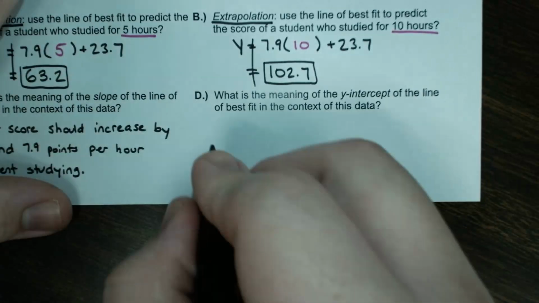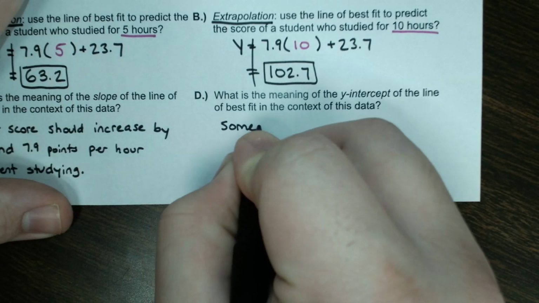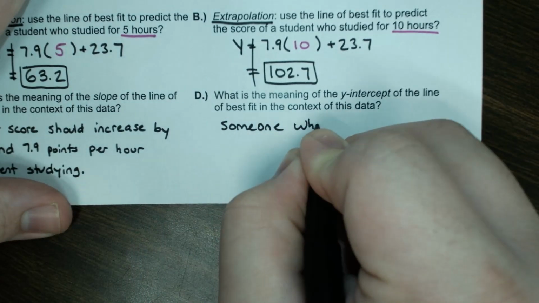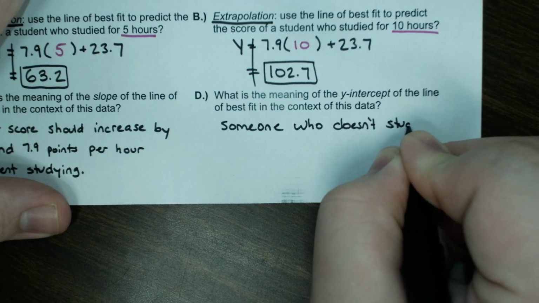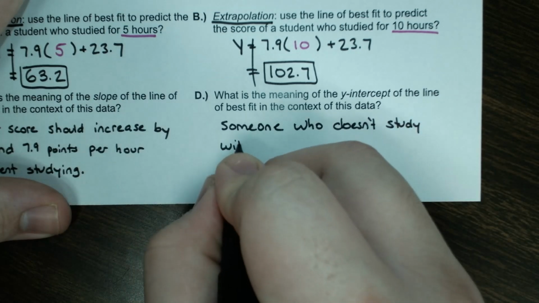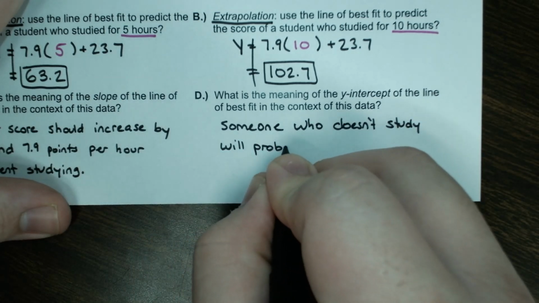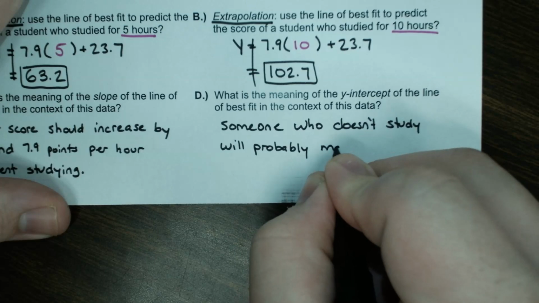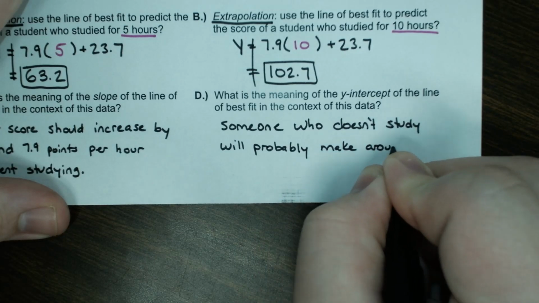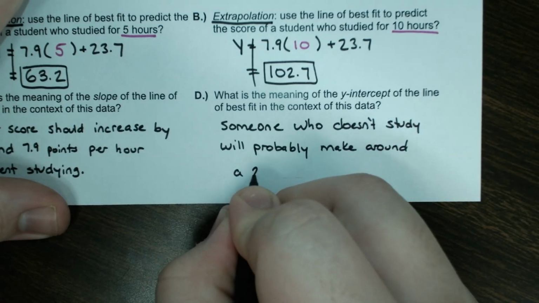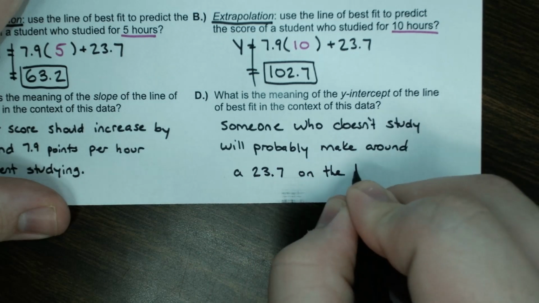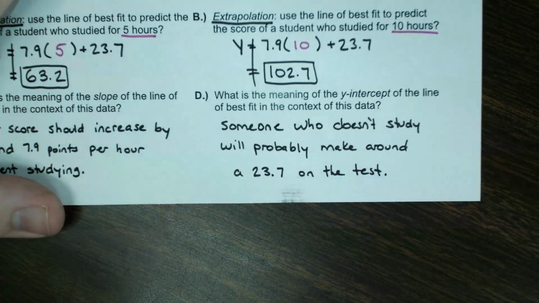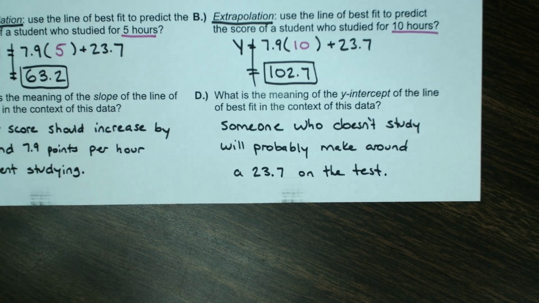So, someone who doesn't study probably makes around a 23.7 on the test, based on what everybody else has made. Again, that's give or take. This is just a prediction.